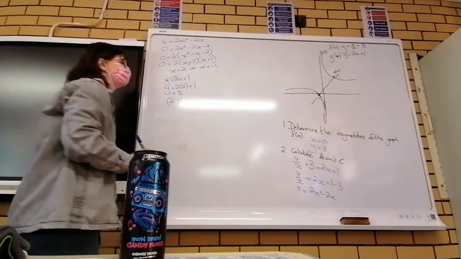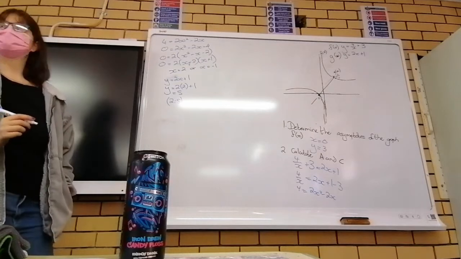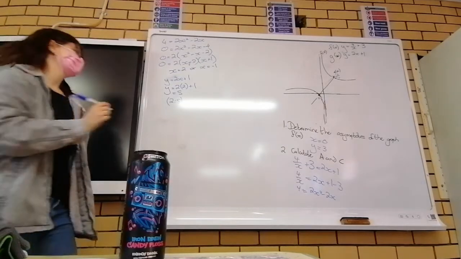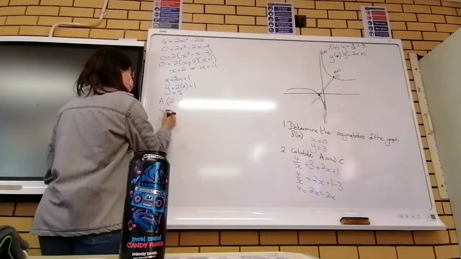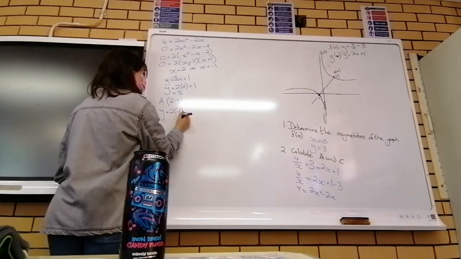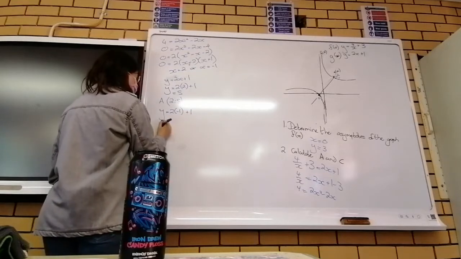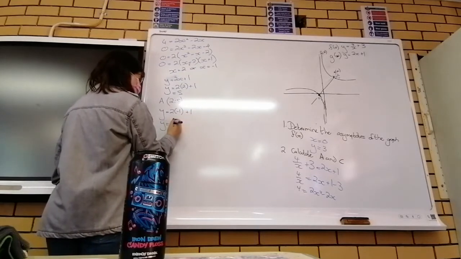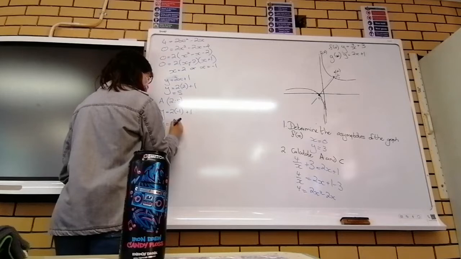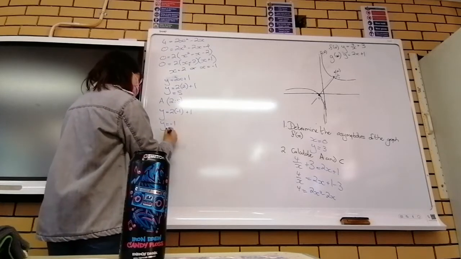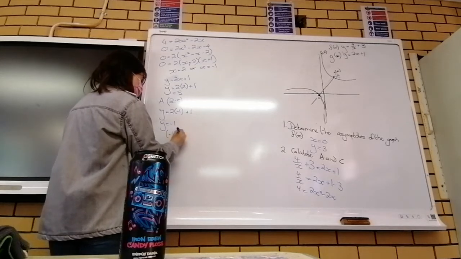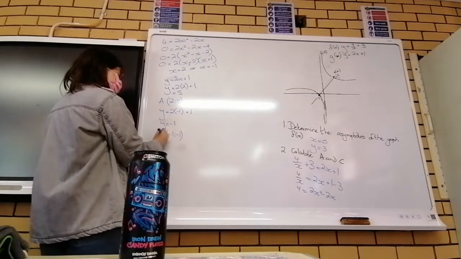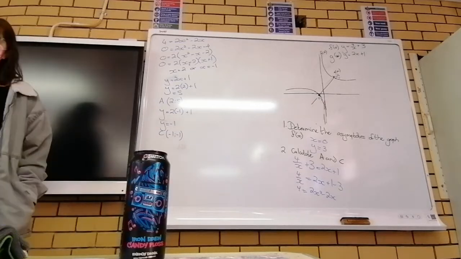Which point is that? Is it A or C? The top one. A. Alright, so I substituted my next one in. Y is equal to 2 times minus 1 plus 1. Y is equal to minus 1. So now I've got my second point. It is minus 1 and minus 1. Then that'll obviously be my point C.